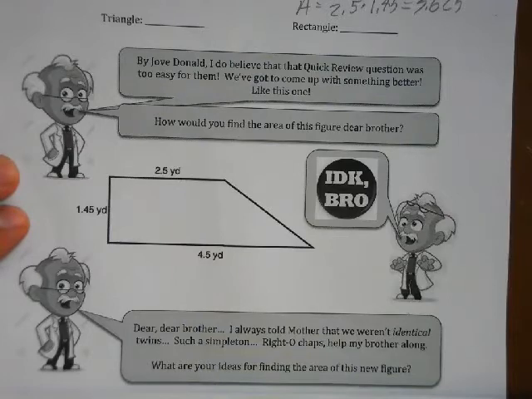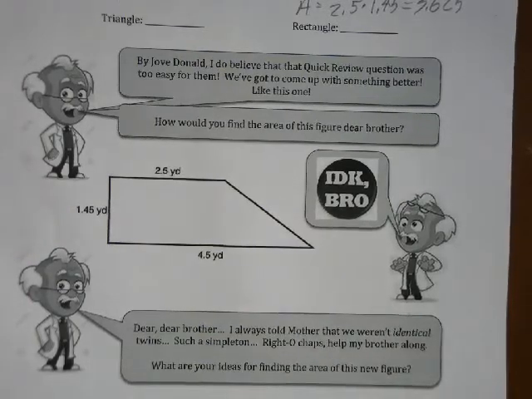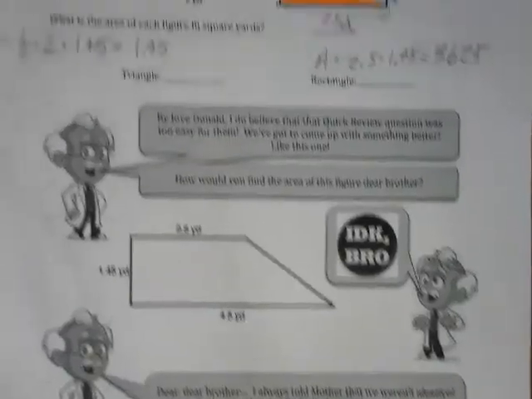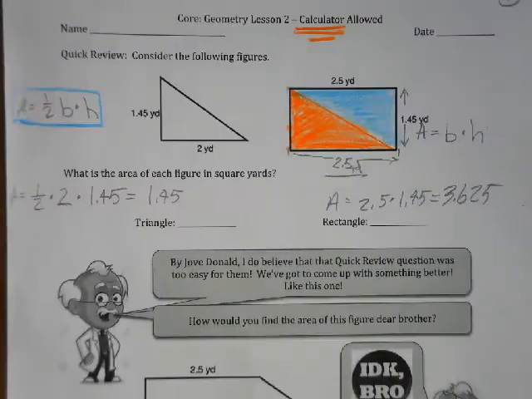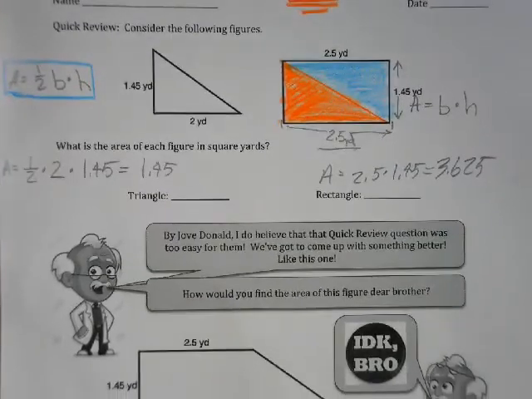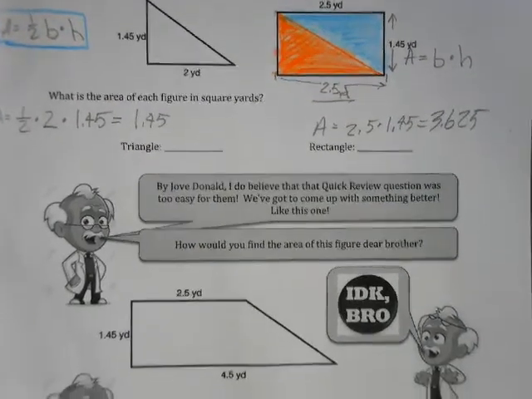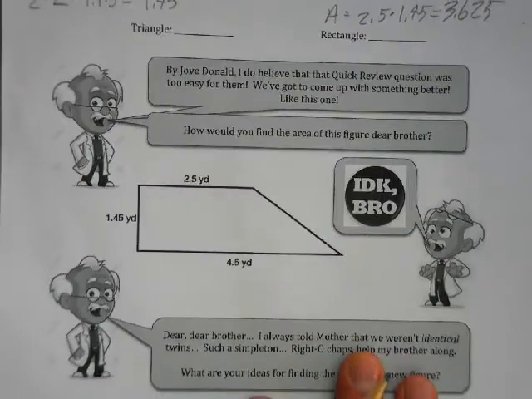We've got a scientific looking guy, and I guess maybe he's a mathematician. And he says, "By Jove, Donald, I do believe that quick review question was way too easy. We've got to come up with something better. Like this one. How would you find the area of this figure, my dear brother?" And look at this. This must be his brother down here, because he just calls him, he does what you guys say, a little bit of the IDK. IDK, bro.